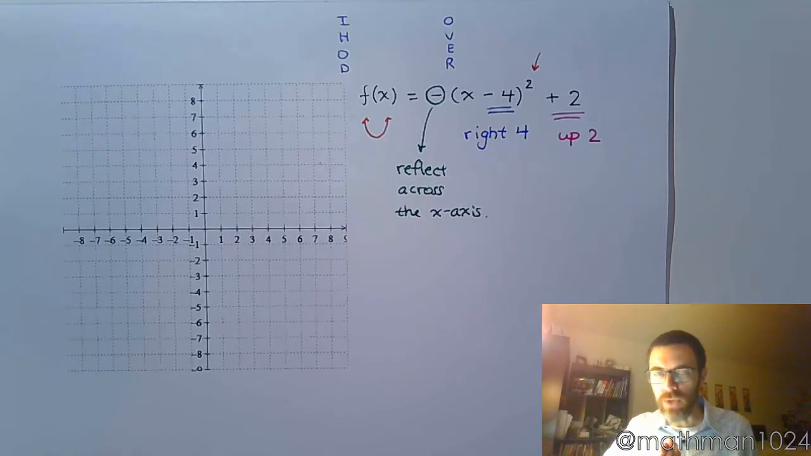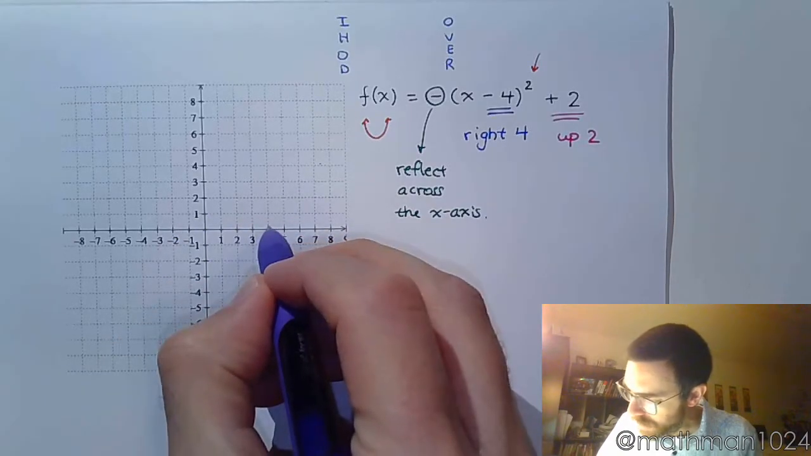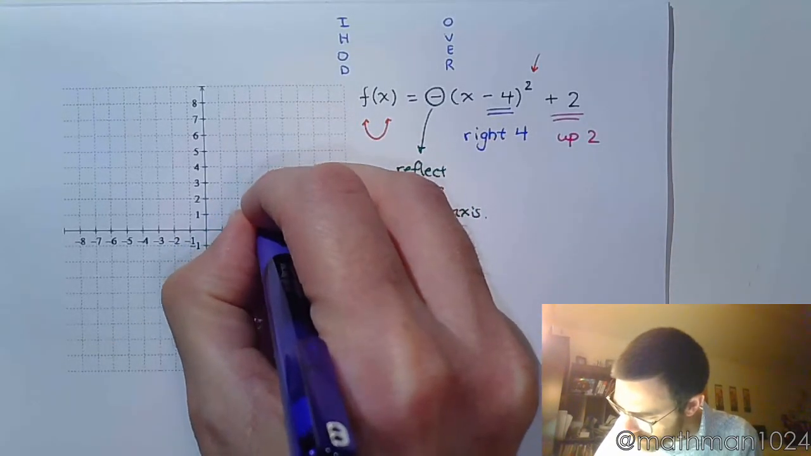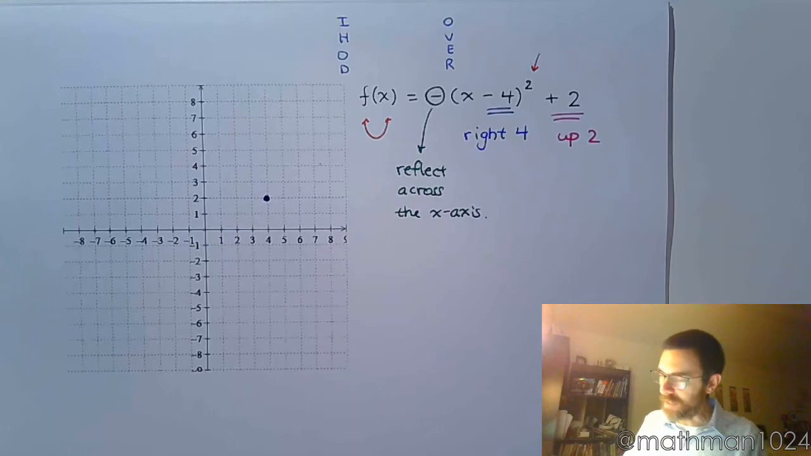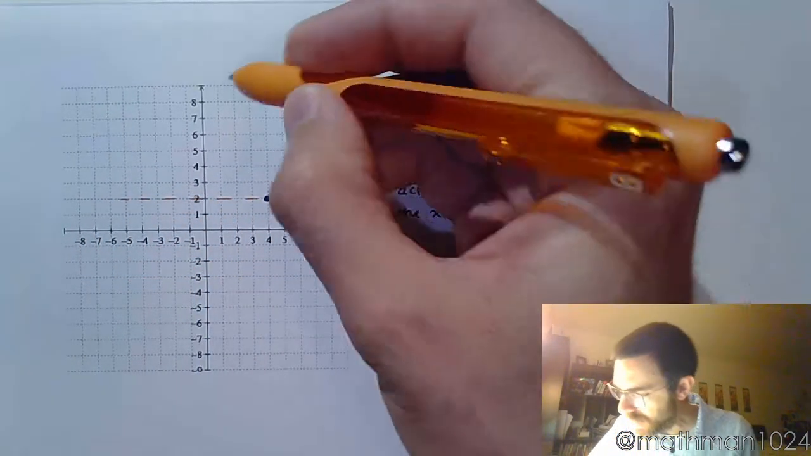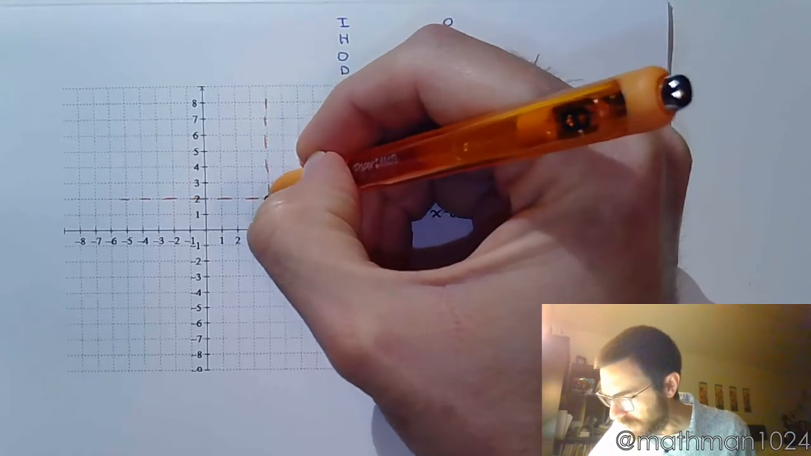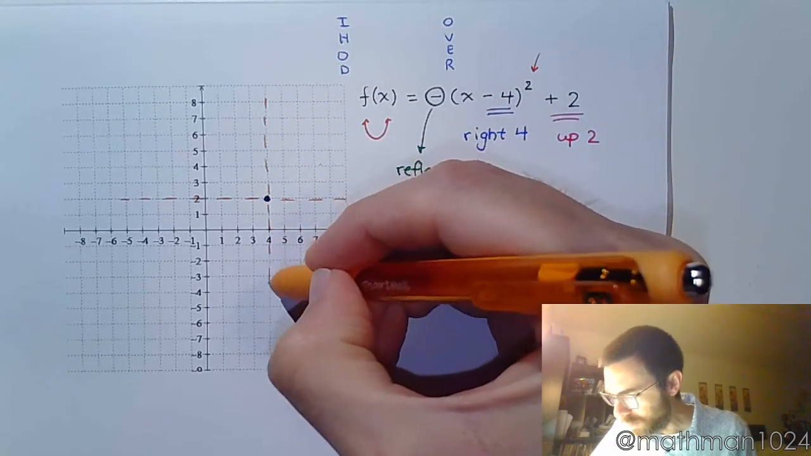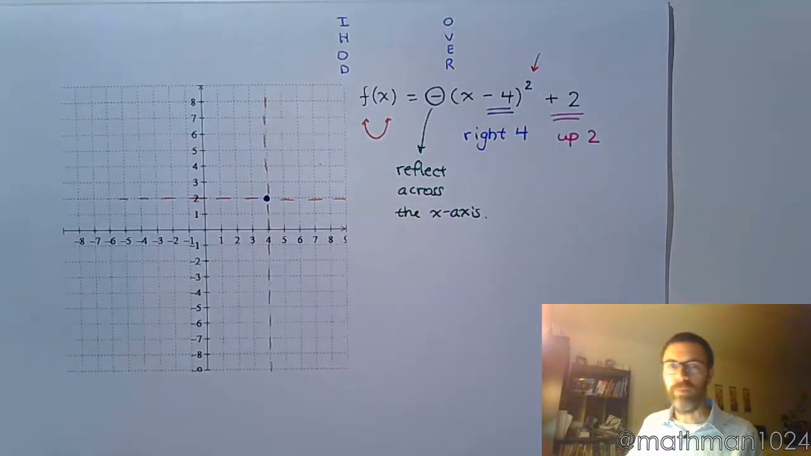We don't need to create a new t-table of values. We just take the key points that we have from our parent functions and we just move them to a new location. Now when we do this, I oftentimes want to go ahead and mark that vertex, mark that main point, and then we're going to build from there. So we're going to go to the right 4 and go up 2. So let me go ahead and mark this. And I'm just going to dash basically a new set of x and y axes where that key point is going to act as our new origin.